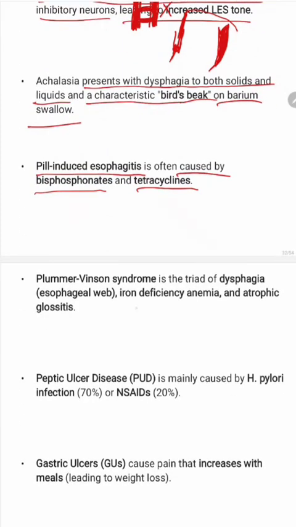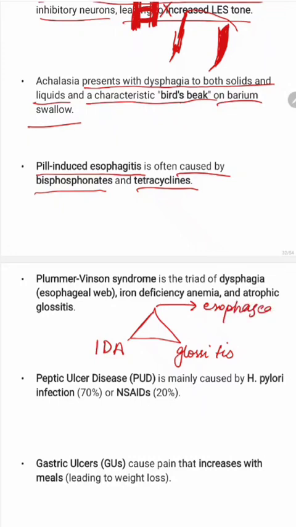In Plummer-Vinson syndrome, there is a triad. What is the triad? There will be iron deficiency anemia, there will be glossitis, a red beefy tongue, and there will be esophageal webs, which will present to you as dysphagia. So Plummer-Vinson syndrome is the triad of dysphagia, esophageal web, iron deficiency anemia, and atrophic glossitis.